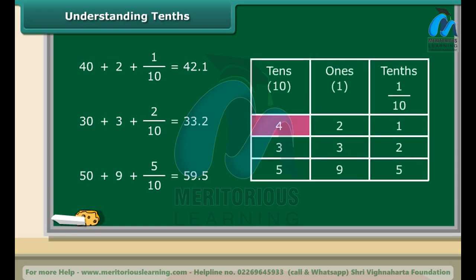4 tens and 2 ones and 1/10 make 42.1. 3 tens and 3 ones and 2 tenths make 33.2. Similarly, 5 tens and 9 ones and 5 tenths make 59.5.